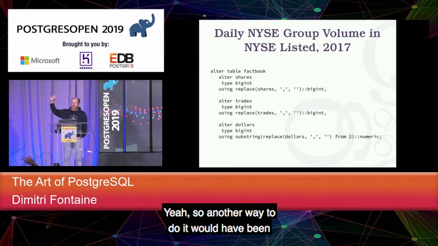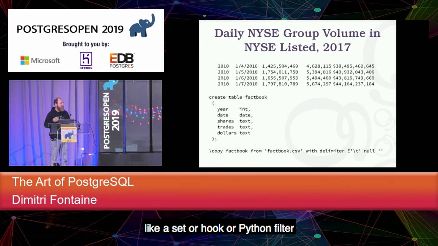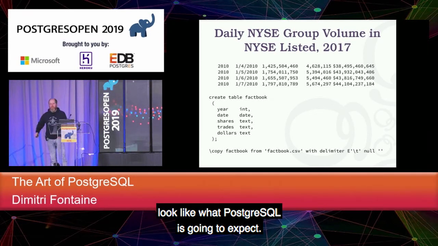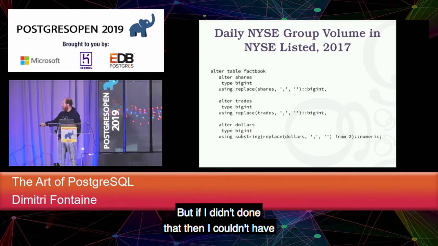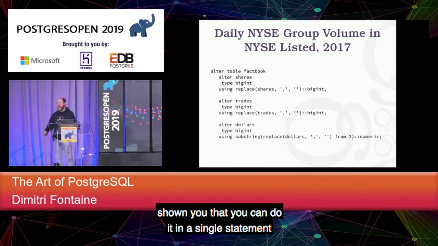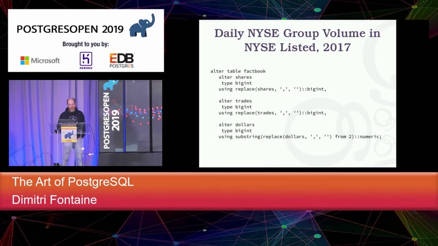Yeah. So another way to do it would have been for me to use copy from program, and you could run like a sed or awk or Python filter to filter the data out and make it look like what PostgreSQL is going to expect. But if I had done that, then I couldn't have shown you that you can do it in a single statement, the 3 columns at the time, alter table. Okay?